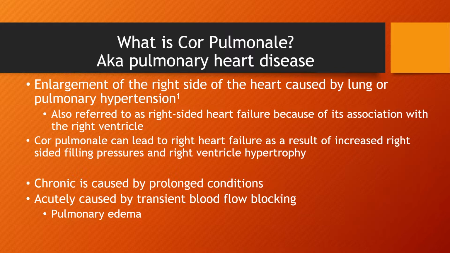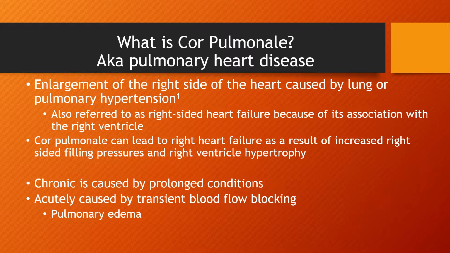Cor pulmonale, also known as pulmonary heart disease, is an enlargement of the right side of the heart caused by a lung disease or pulmonary hypertension. It is also referred to as right-sided heart failure because of its association with the right ventricle. Cor pulmonale causes the right ventricle to enlarge and pump blood less effectively than it should. Thus, the ventricle is pushed to its limit and ultimately fails.